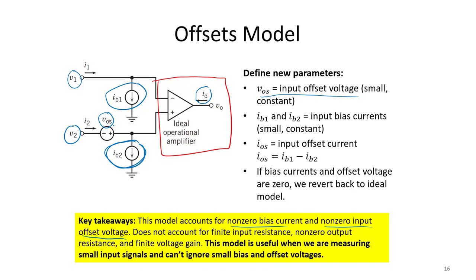So really, the key takeaway to remember for the offsets model is that you want to use this model if you're ever working with very small input signals and you're no longer able to ignore small currents and changes in voltage at the input terminals of your op-amp.